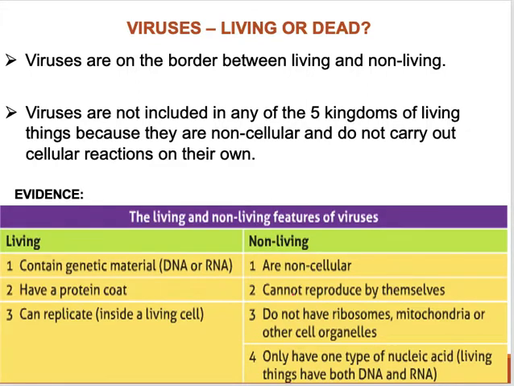So if they can't reproduce by themselves, then they're non-living, because if you remember, all of those living things had to satisfy the 5 characteristics of life. And one of those was they need to be made up of cells, and another one was they need to be able to reproduce. And then the final one here that doesn't match up per se with the living characteristics is that they don't have ribosomes, they don't have mitochondria, and they don't have other cell organelles. So again, we have living features and we have non-living features. You need to be able to list at least 2 under each heading.